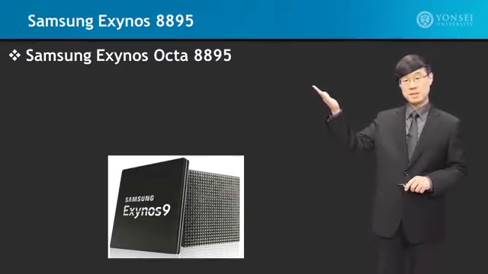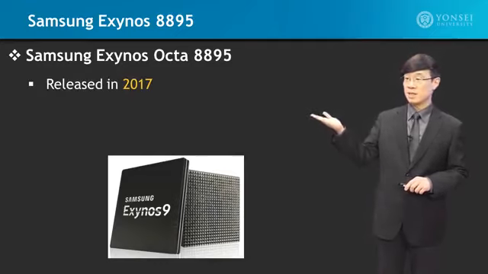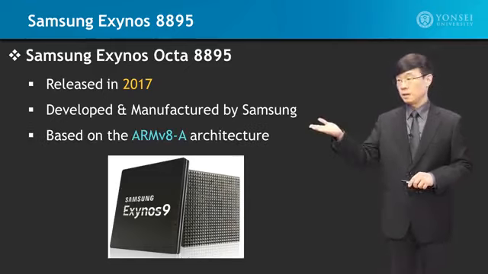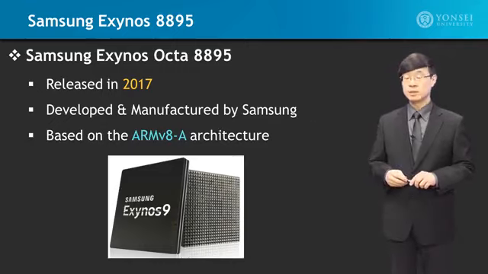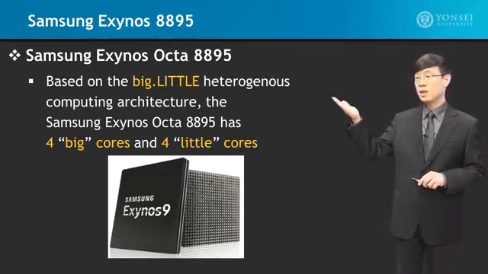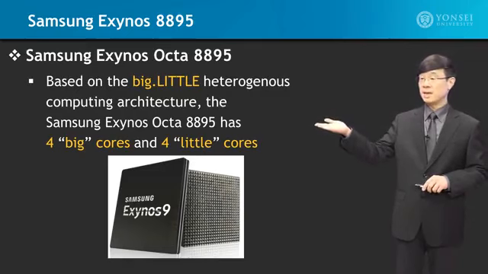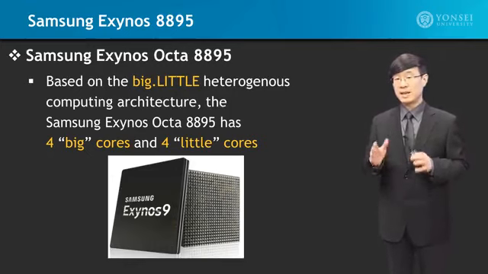We will start our chipset study based on the Samsung Exynos Octa 8895. It was released in 2017 and it was developed and manufactured by Samsung. It is based on the ARM V8-A architecture, which we will study now. The architecture is based on a big-little heterogeneous computing architecture. The Samsung Exynos Octa 8895 has 4 big cores and 4 little cores. So overall, it is a multi-core processing unit that has 8 cores inside.